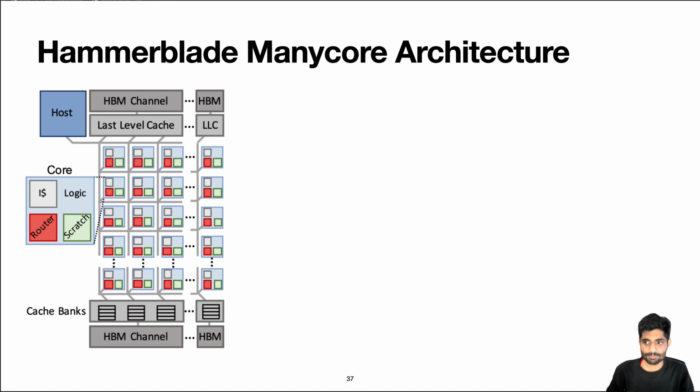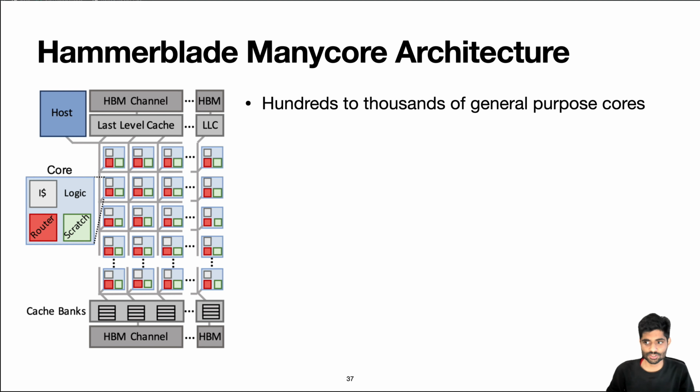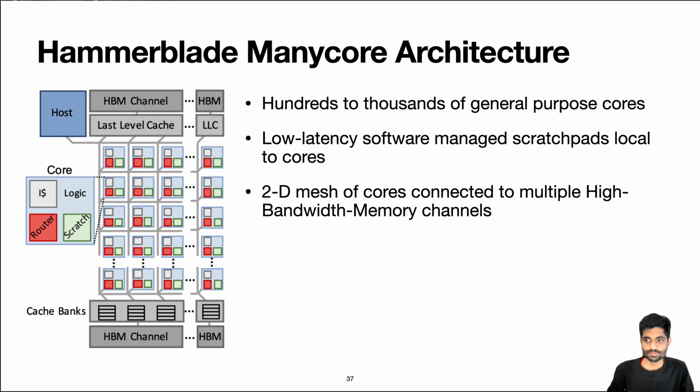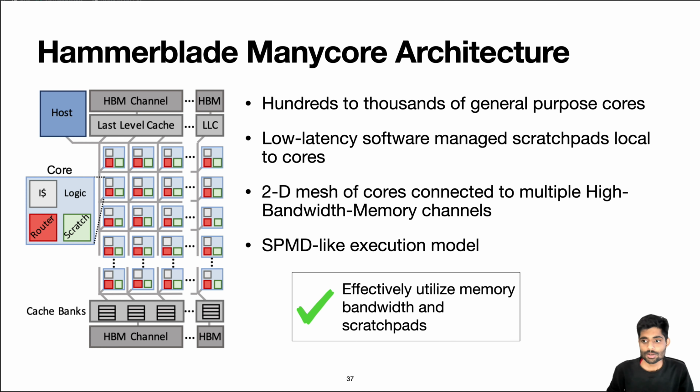The Hammerblade Manycore has hundreds or thousands of general-purpose cores, each with low-latency software-managed scratchpads. These cores are arranged in a 2D mesh and are connected with multiple high-bandwidth memory channels. The performance of the Hammerblade Manycore depends on how well the memory bandwidth is utilized in combination with the local scratchpads. To understand this, let us look at the PageRank application.